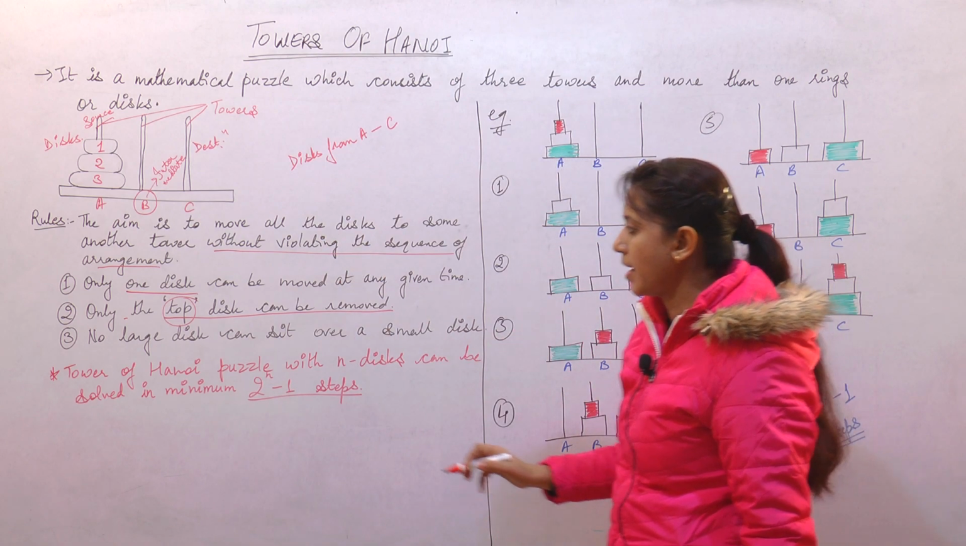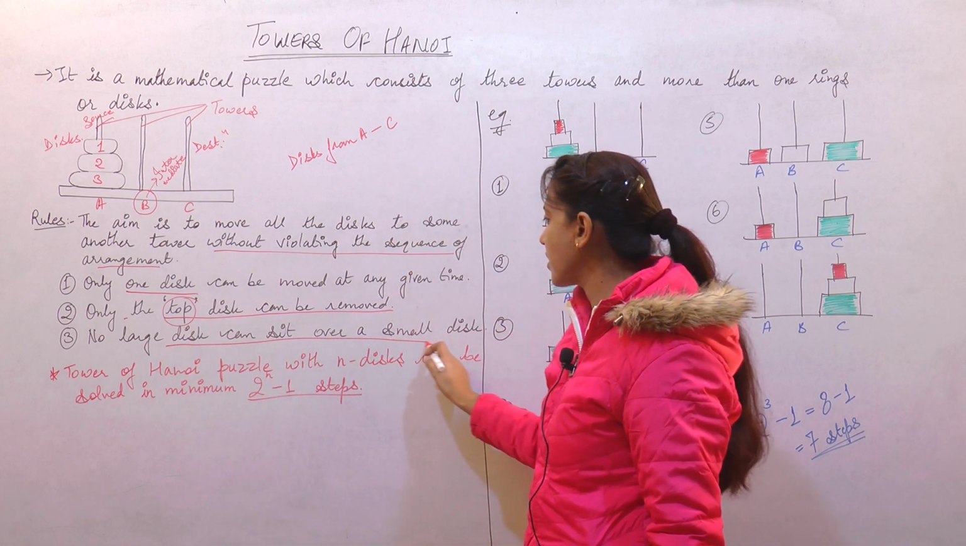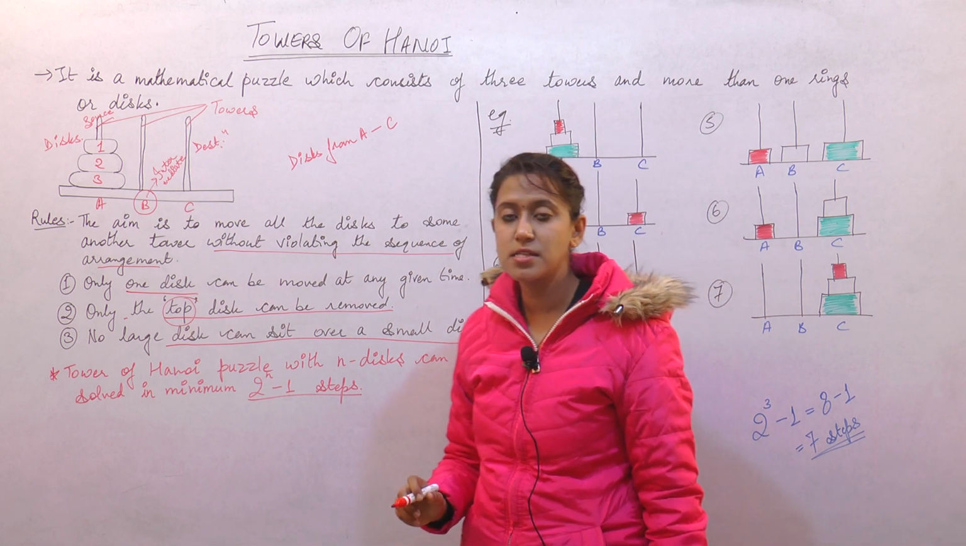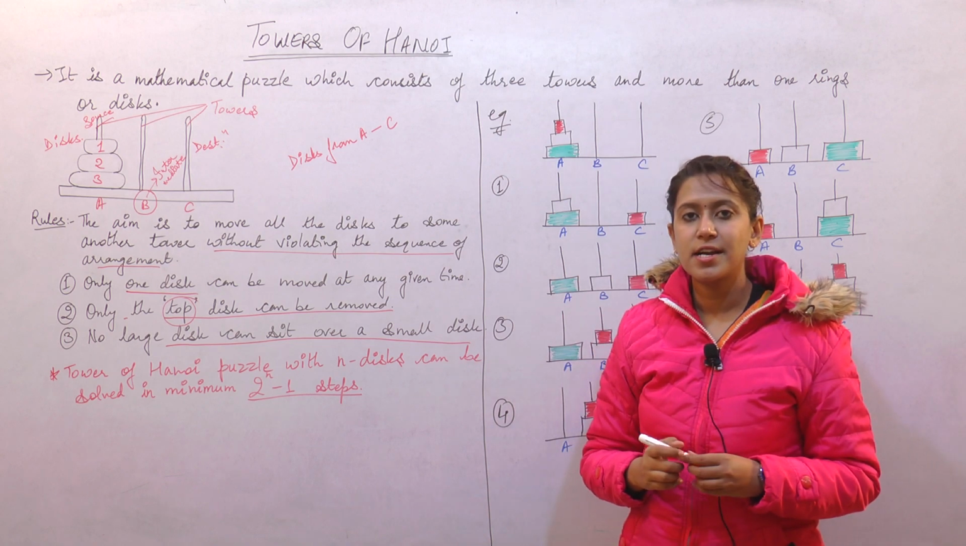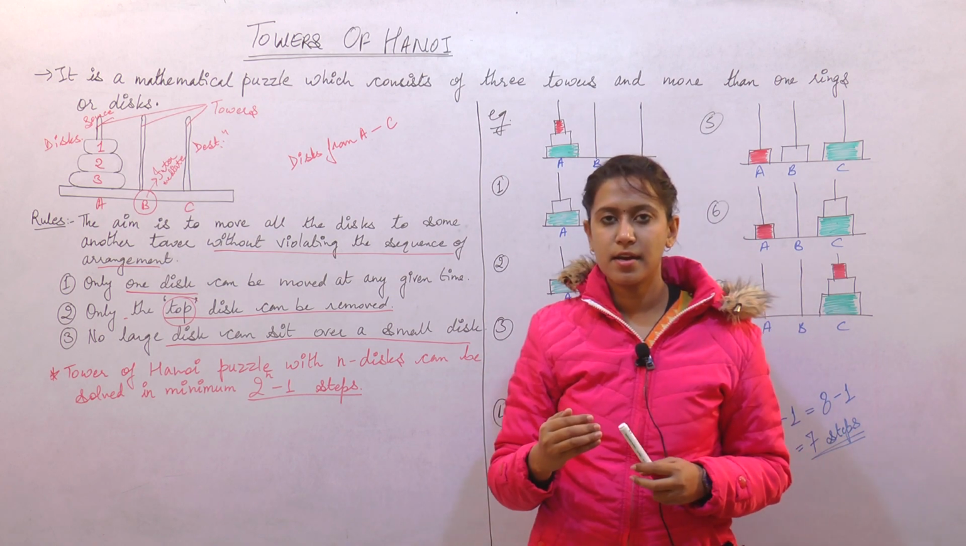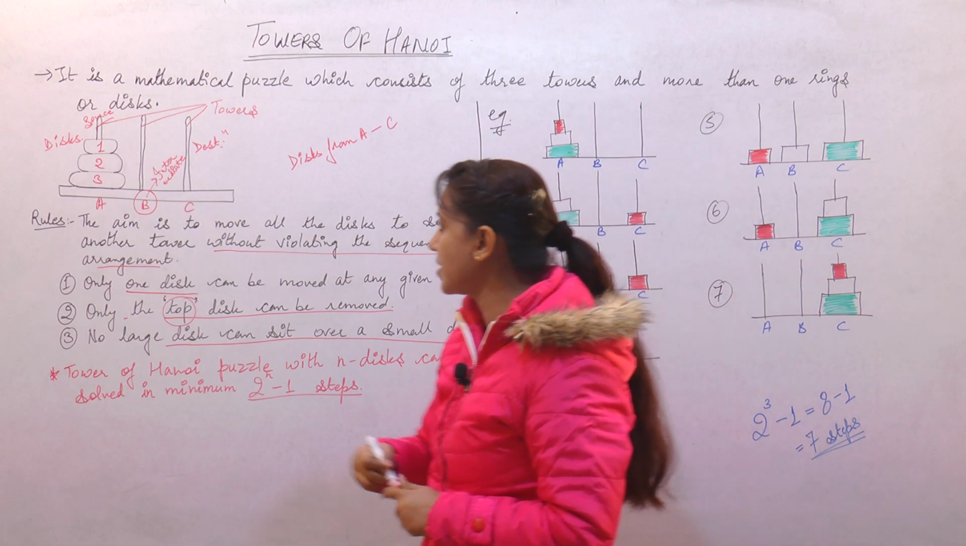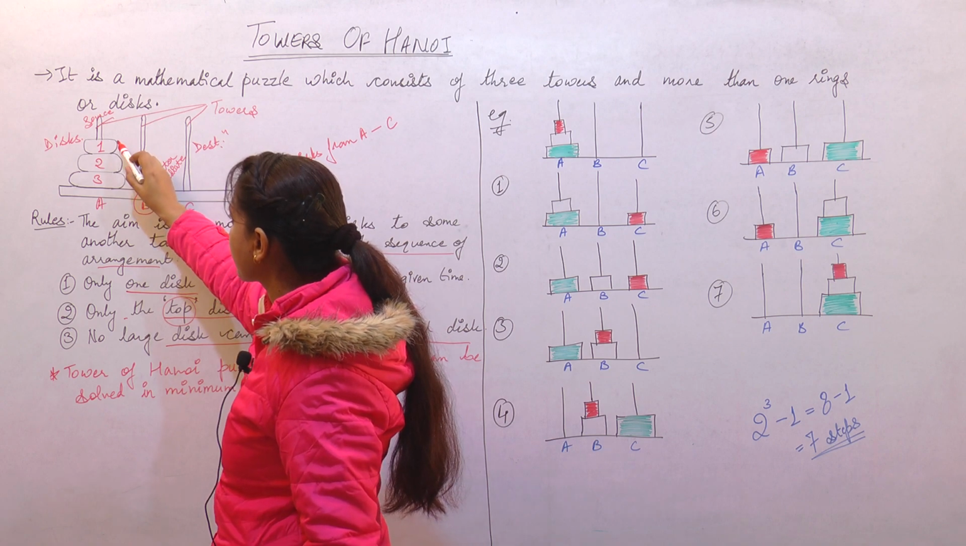And the third rule states that no large disk can sit over a small disk. That means a smaller disk should be placed above the higher disk or the greater disk, as given in this example.